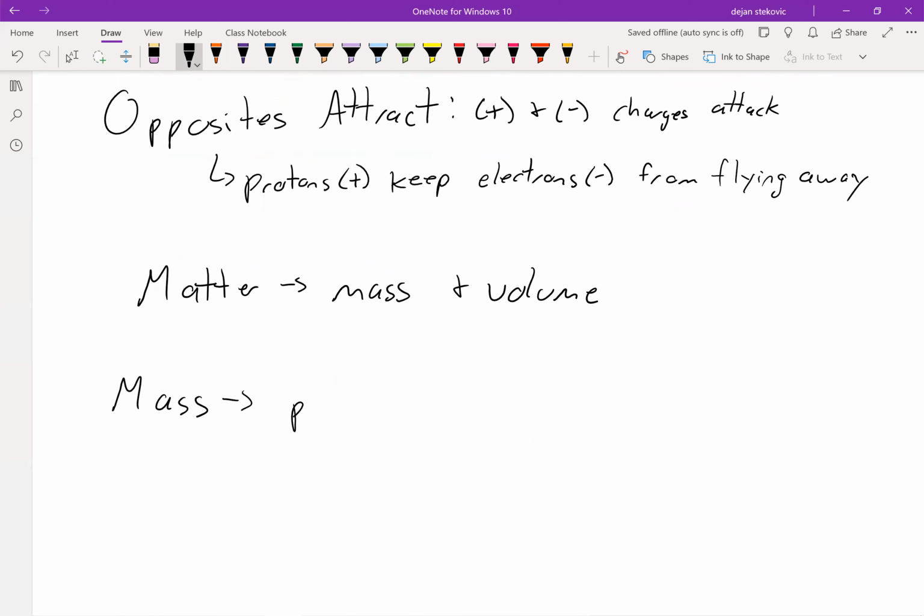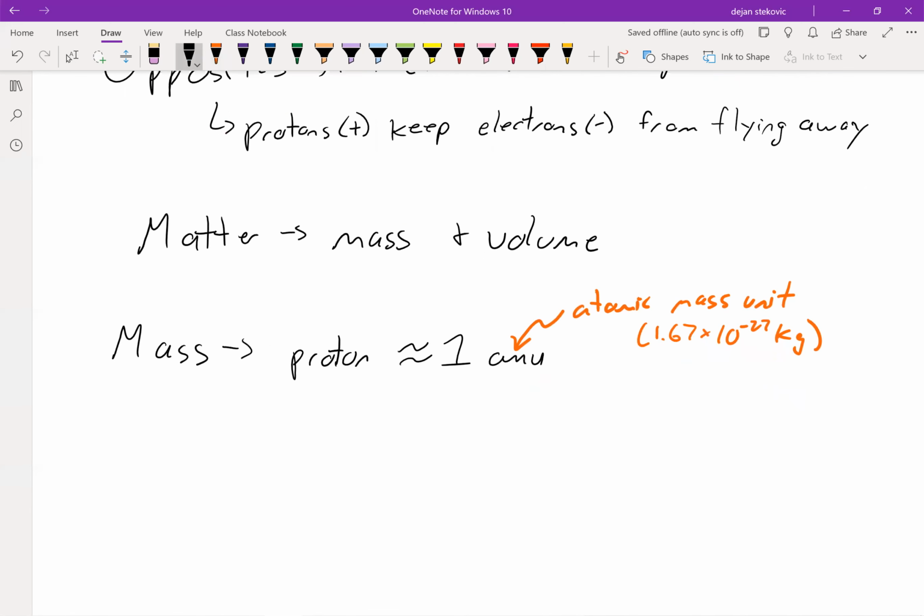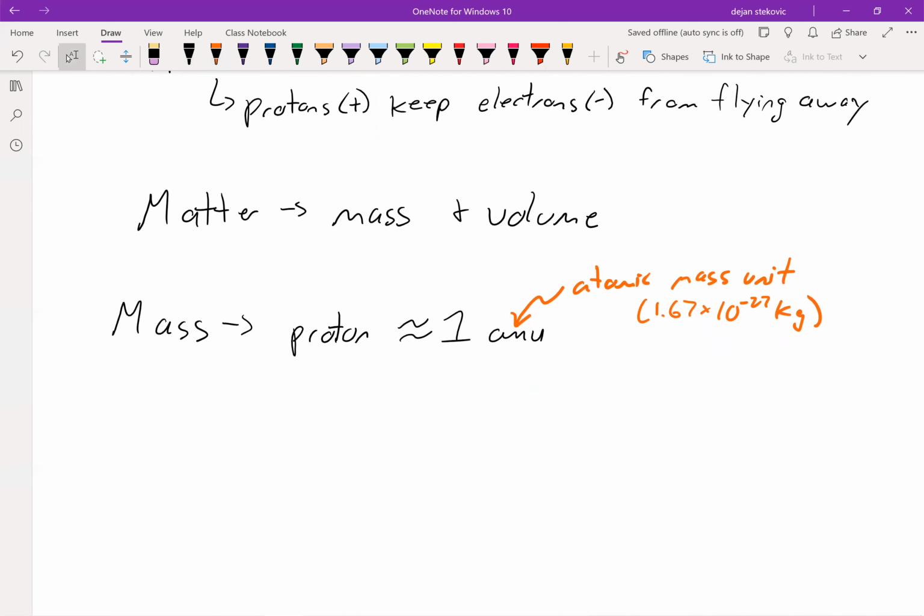If we take a look at the mass of a proton, it weighs approximately 1 AMU, and an AMU is an atomic mass unit. It's a very tiny number. It's 1.67 times 10 to the negative 27 kilograms. So it's just a very, very tiny amount of mass. But overall, for a proton, that's good. It weighs approximately 1 AMU. A neutron also weighs approximately 1 AMU.